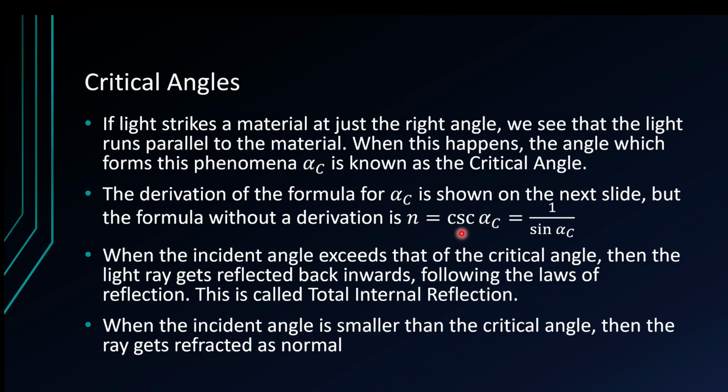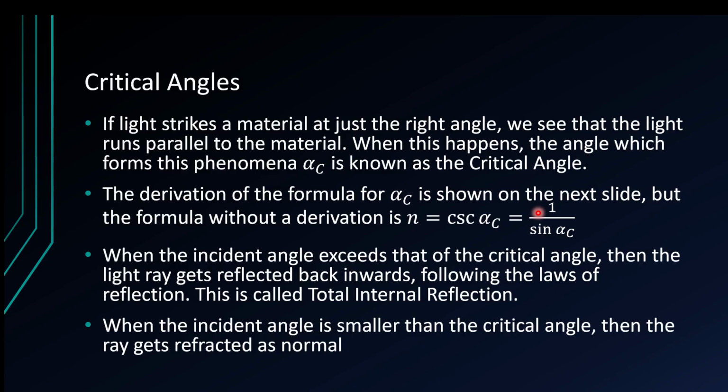that the index of refraction is equal to the cosecant of the critical angle, which is 1 divided by sine of the critical angle. If your calculator has an option to do inverse cosecant, it's fairly straightforward. But if not, it's fine enough just doing 1 over sine of alpha c.